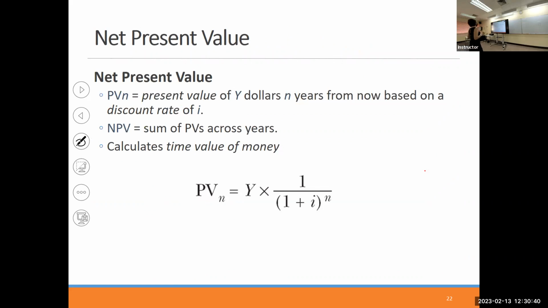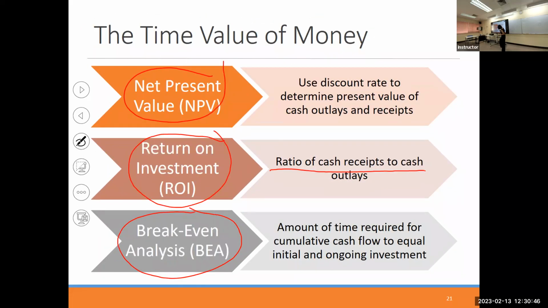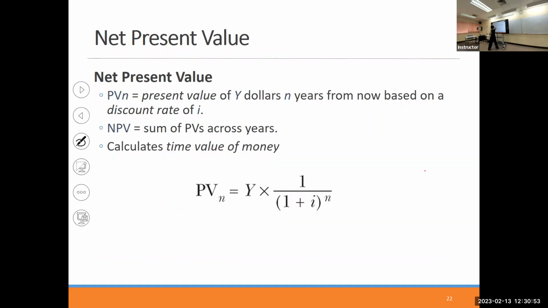Okay, let's look at each of the calculations one by one, because it is very important that we know them. Okay, first, present value.